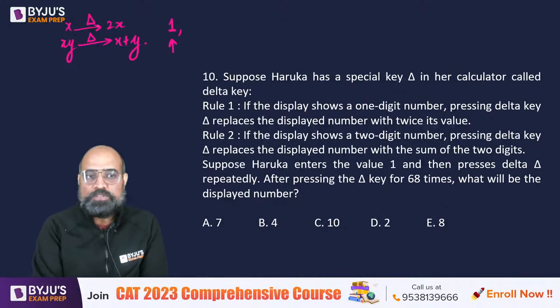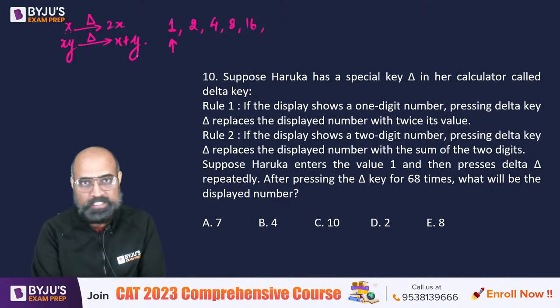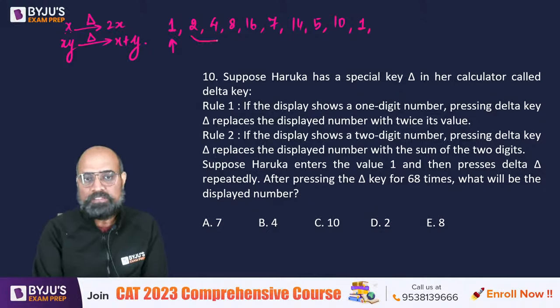So if this is a single digit number 1, this will become 2. 2's double is again 4. 4's double 8. 8's double 16. Now when 16 appears and the delta key is pressed, the sum of the digits will happen. So this will change to 7. 7's double 14. 1 plus 4 is 5. 5's double 10. 10's sum is 1. So there is a cycle. 1 comes in. So this is a cycle of 1, 2, 3, 4, 5.